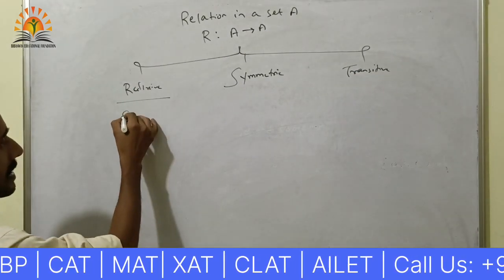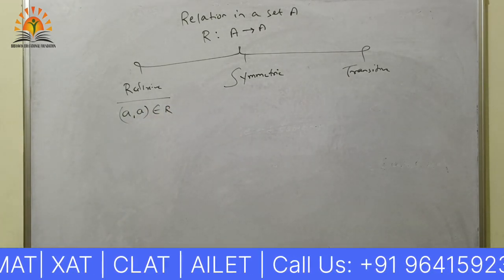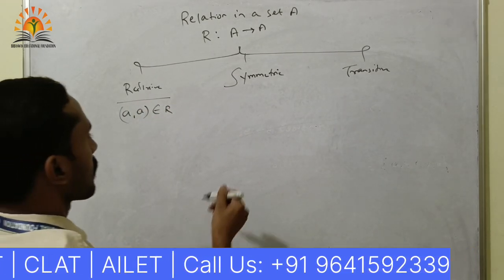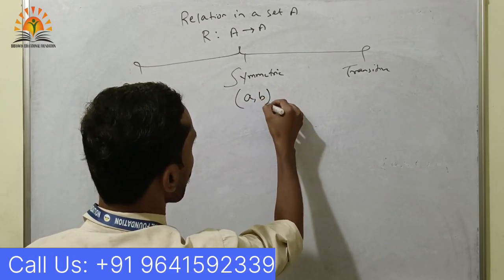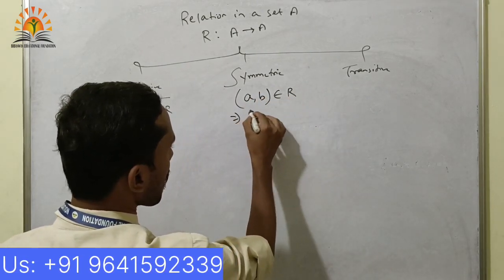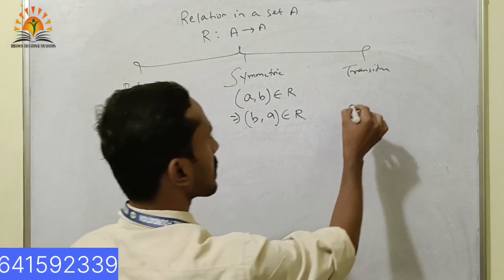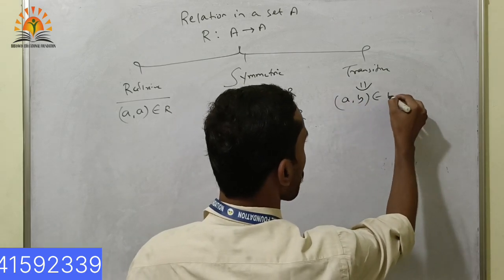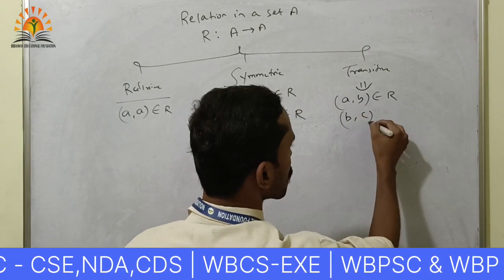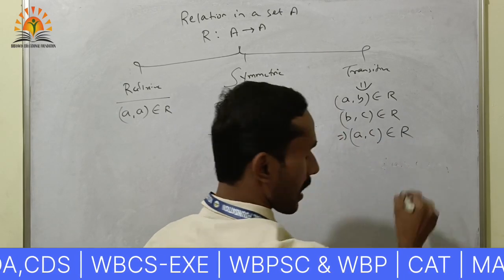In reflexive, what is the condition? (a, a) belongs to R, the same term belongs to R. In symmetric, what is the condition? (a, b) belongs to R implies that (b, a) belongs to R. And transitive, what is the condition? (a, b) belongs to R and (b, c) belongs to R imply that (a, c) belongs to R.